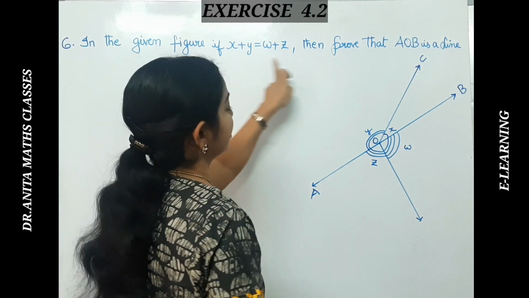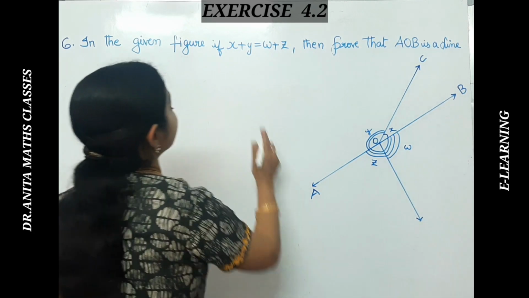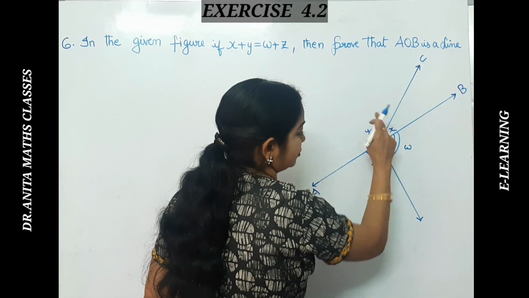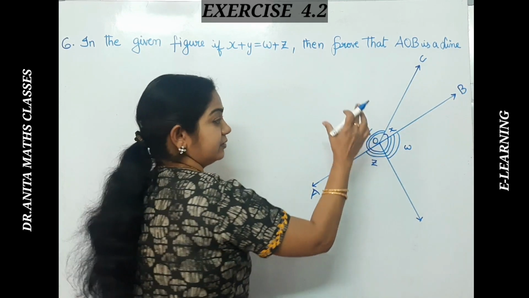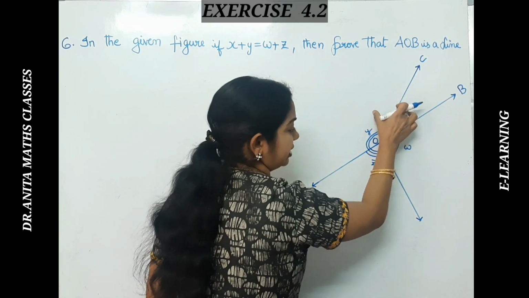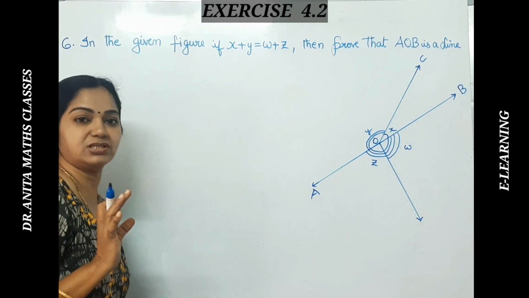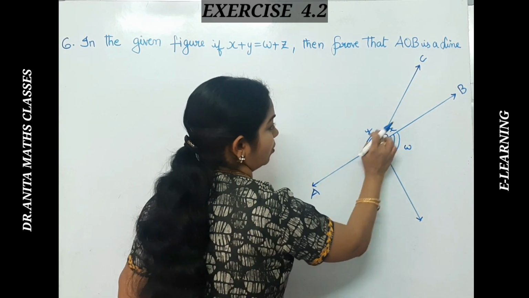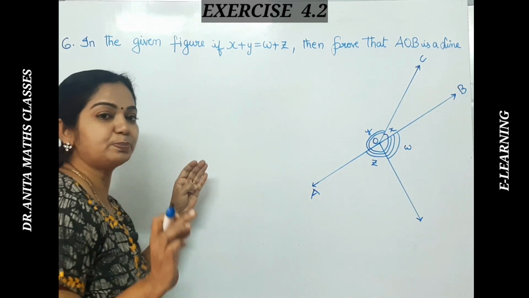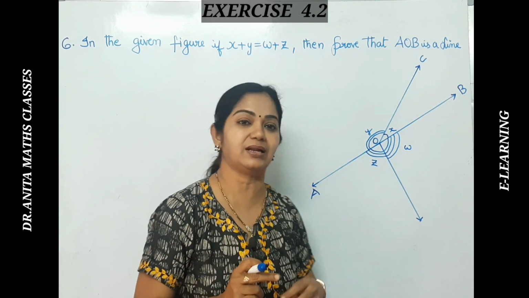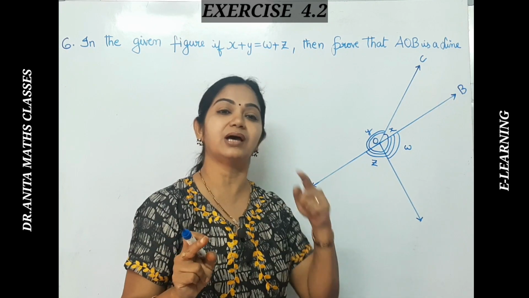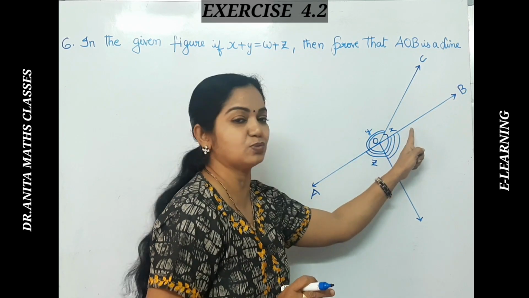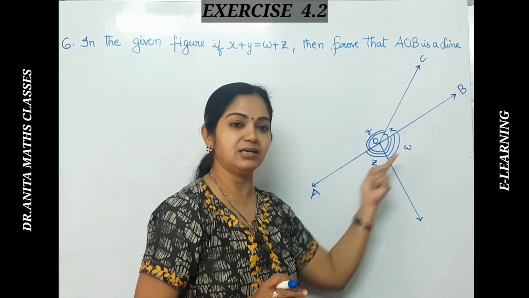No angles are given measures, but a condition is given that x plus y is w plus z. So these two angles sum up to these two angles. Measure is not given, only that information is given. We have to prove that AOB is a straight line. To prove any line to be a straight line, the angle subtended on that line must be 180 degrees. If the angle subtended on this AOB is 180 degrees, that means this is a straight line.